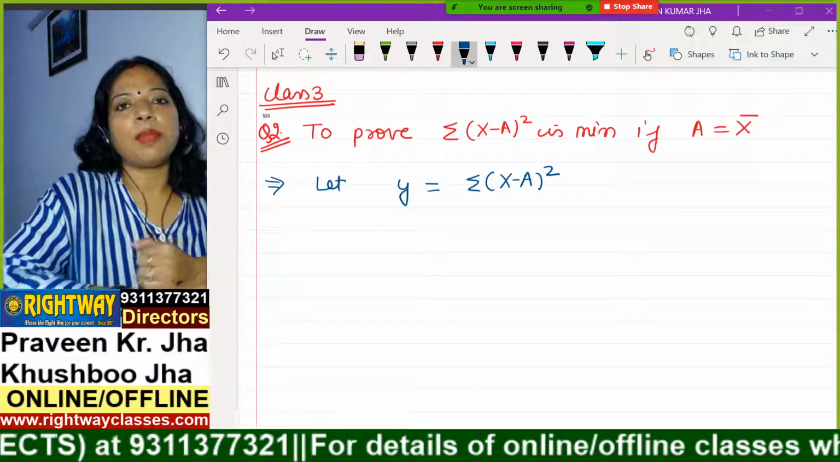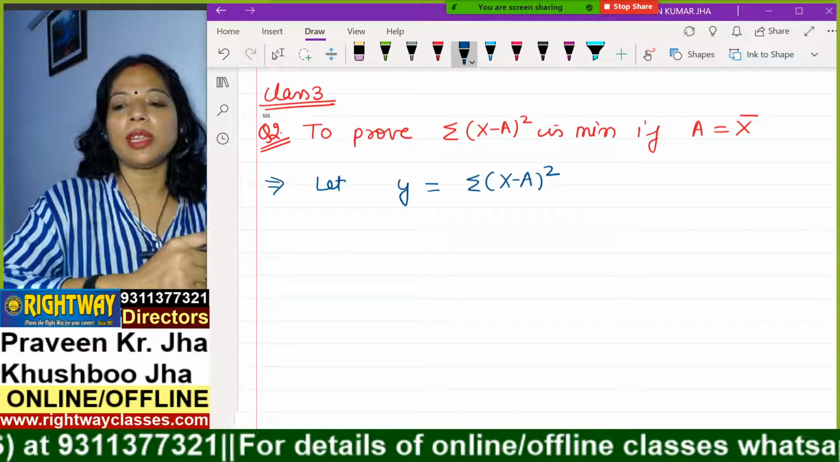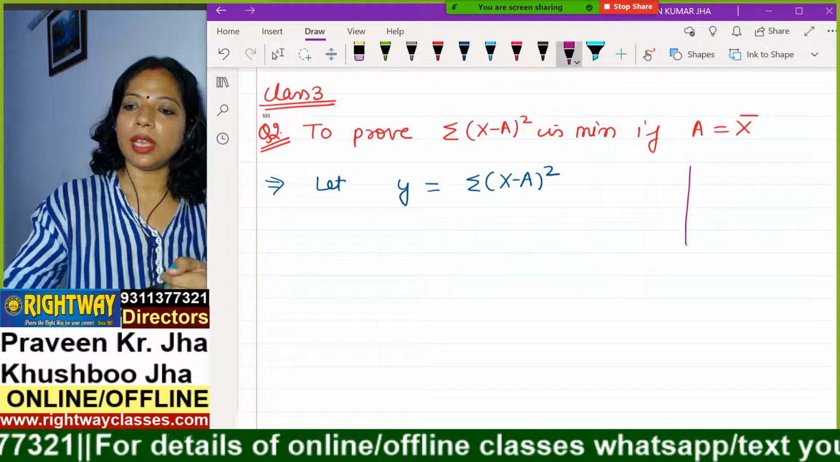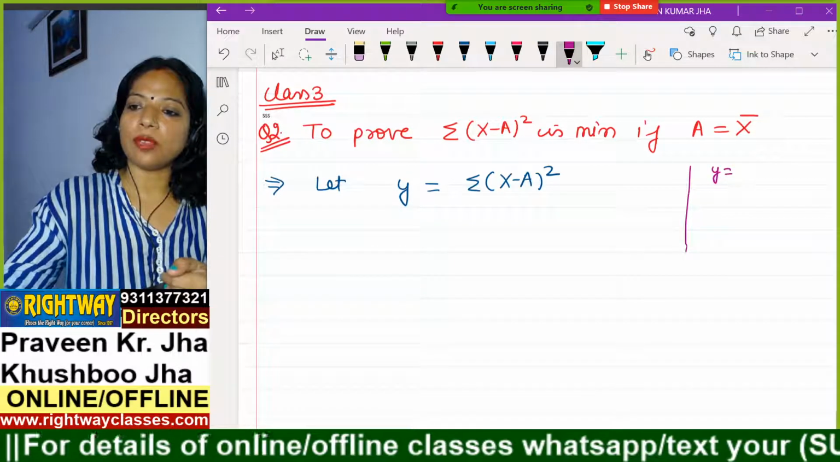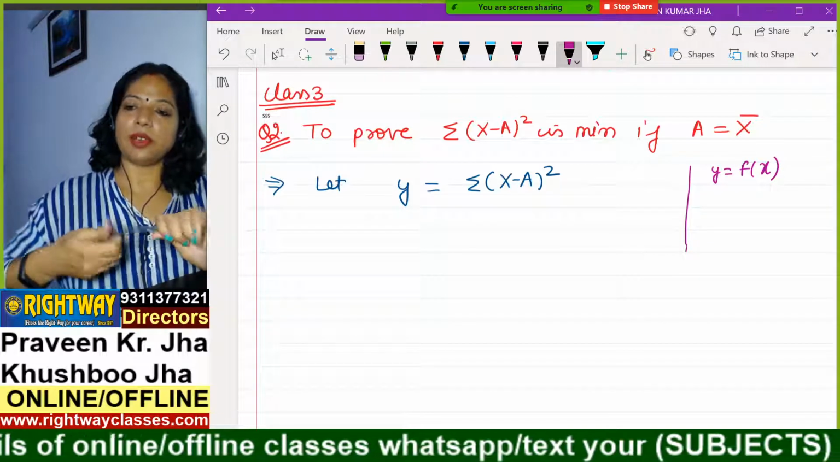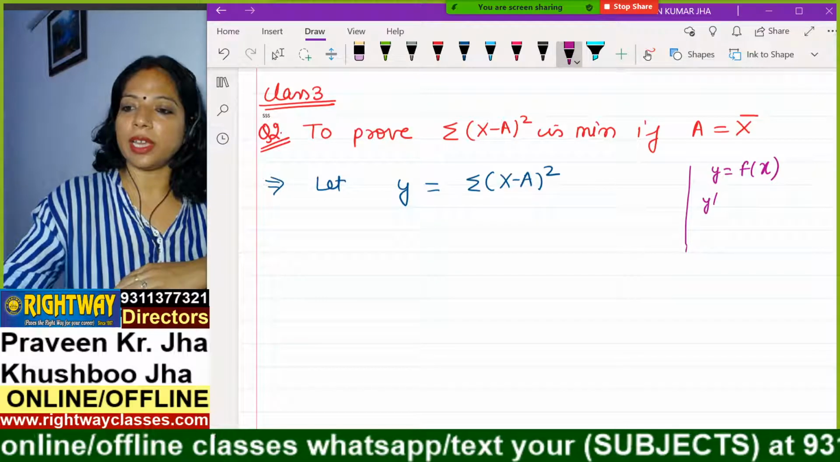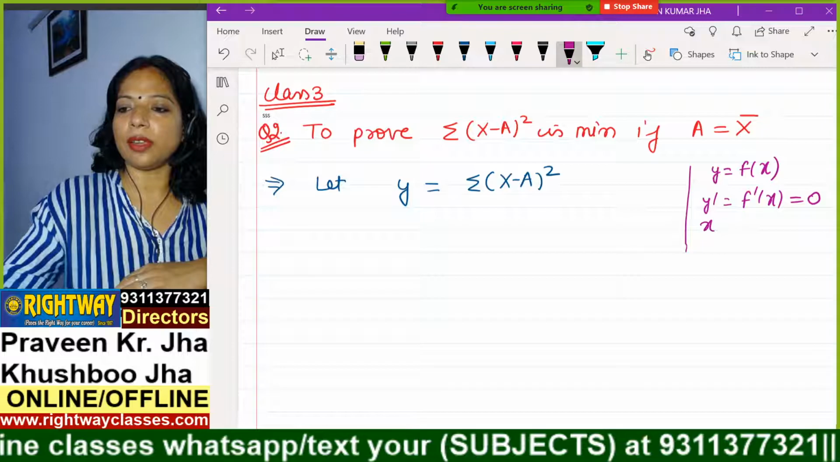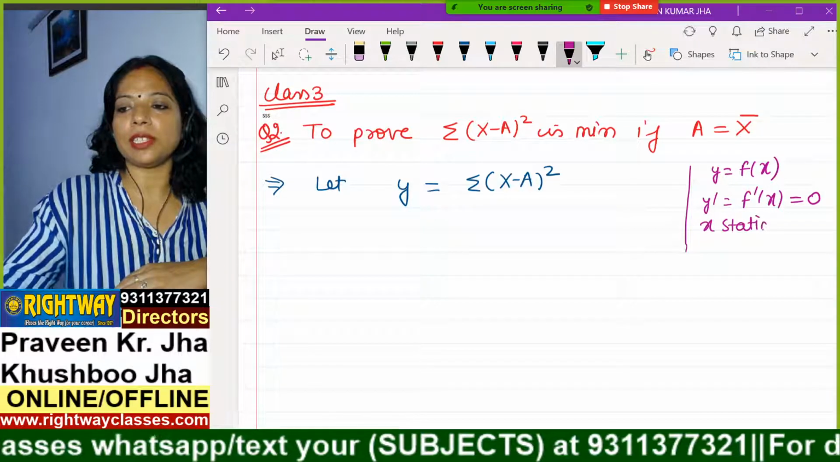And in MME, mathematical methods for economics, you might have read the process of finding maxima and minima. Do you remember that if y is equal to a certain f(x), then first we have to find the derivative, y dash is equal to f dash x, and we will equate it with 0. We will get some stationary value. You might have read this in chapter 9.